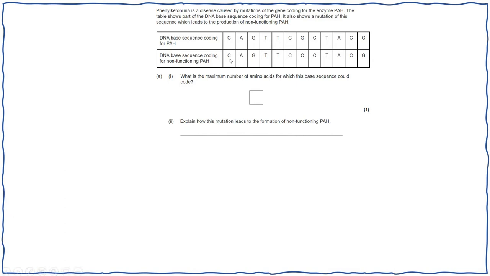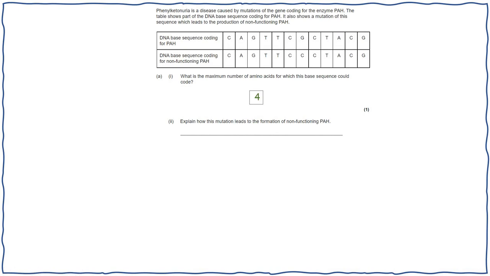Okay, so we know that a triplet, 3 bases, codes for 1 amino acid. So that's 1, 2, 3, 4 amino acids, because there are 4 triplets, 4 times 3, so it's 4.